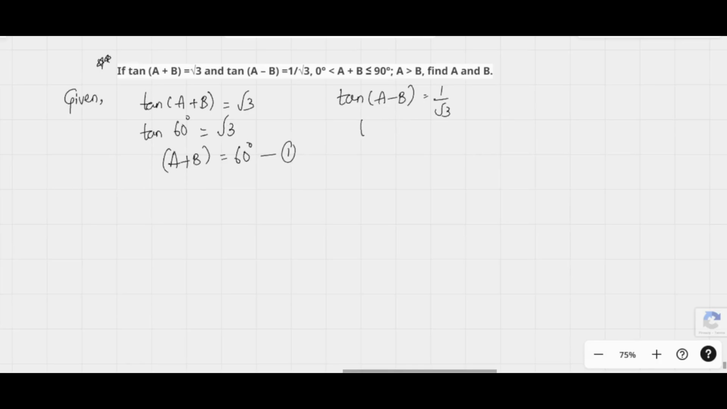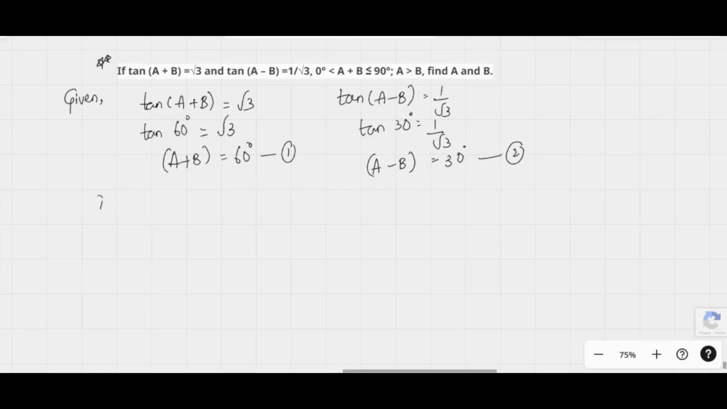Same here, tan 30 degrees is equal to 1 by root 3. So if this 30 degrees must be in the place of a minus b, then only this tan 30 will be equal to 1 by root 3. So a minus b must be equal to 30 degrees. This is equation number 2.